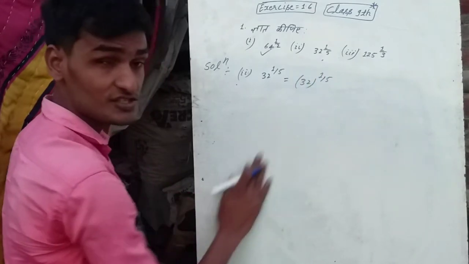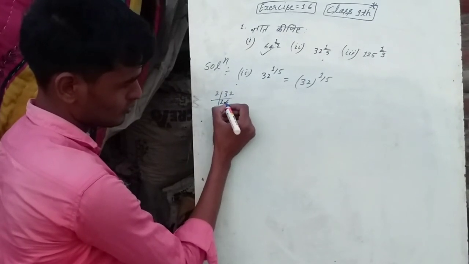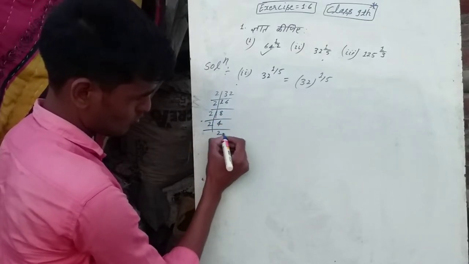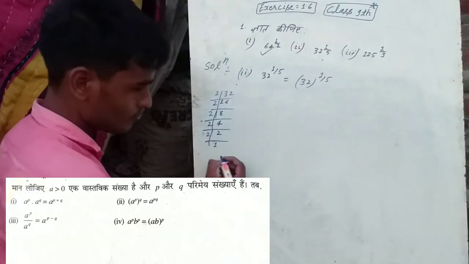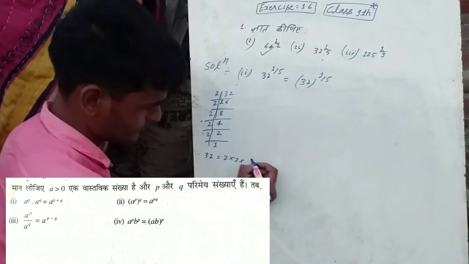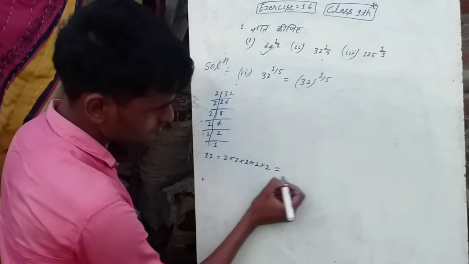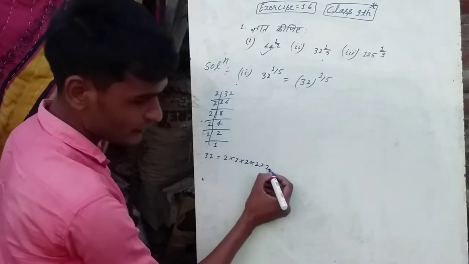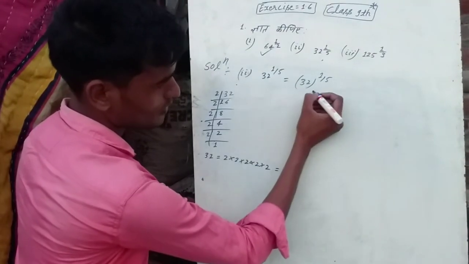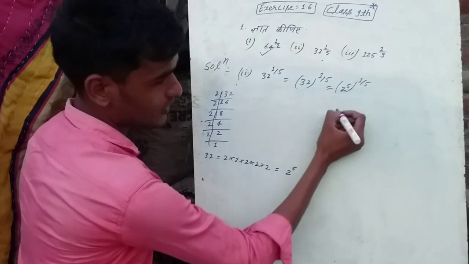We can write this power. What is it? And also the factor 42. We neglect one. Also, we can write 2 to the power 5. Got it? And 2 to the power 5. We can apply a formula here.